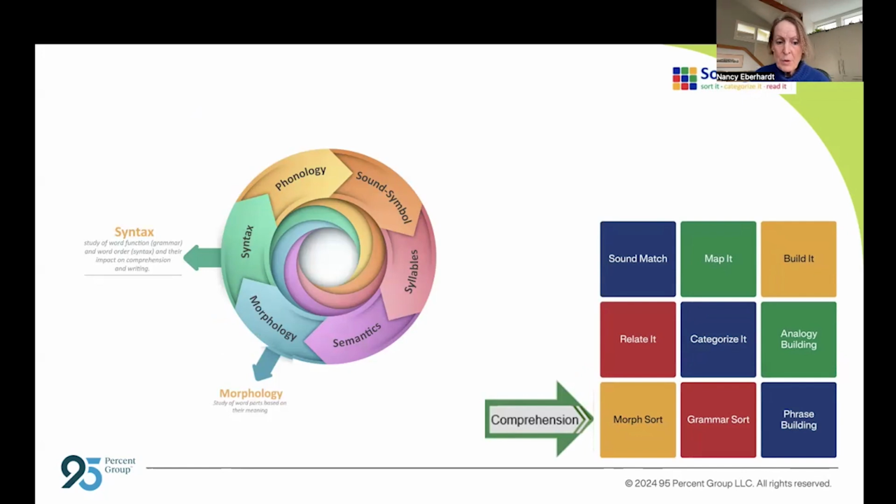And in fact, you'll see that morphology is appearing in two rows because morphology actually has an impact on both word meaning, but also word function, which is very important as we think about syntax. So the activities in row 3 are morph sort, where we're sorting words based on morphological elements. Grammar sort, where we're sorting words based on their function. That is, what job do they do? Is it an action? Is it a namer? Does it tell us when or where? And then phrase building, where we combine words to make a phrase, and that phrase then answers one of the grammatical questions.